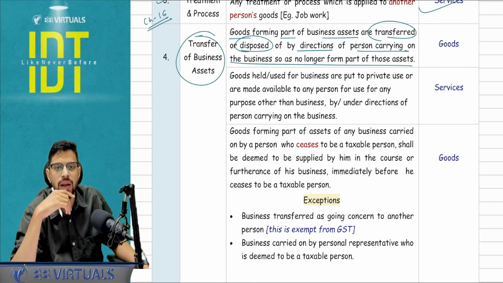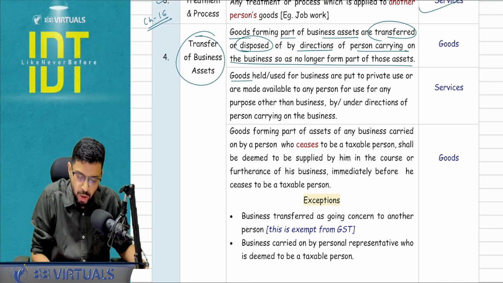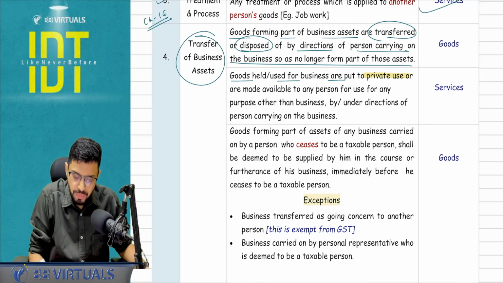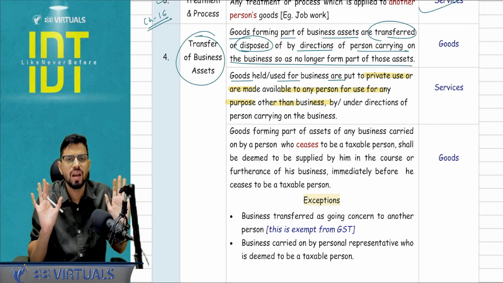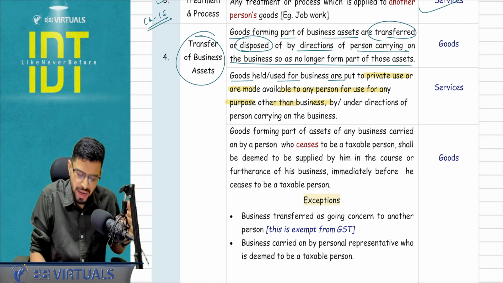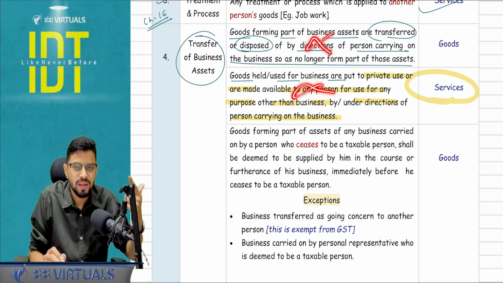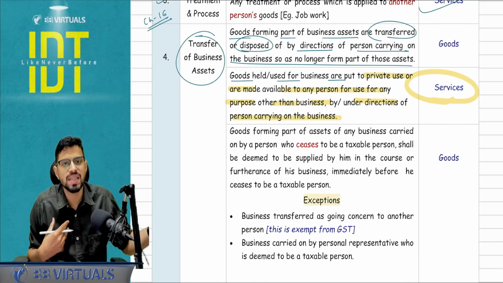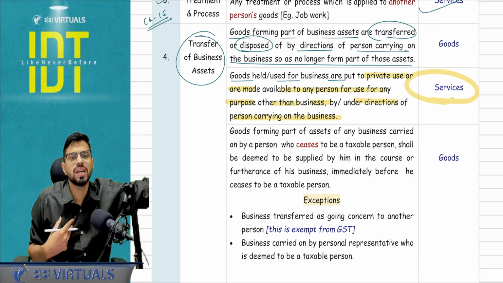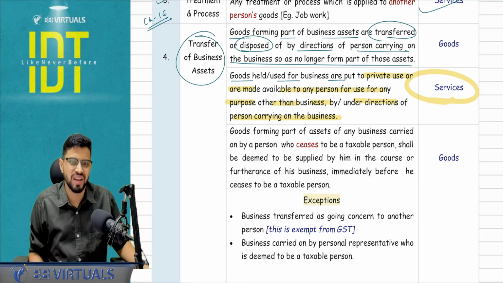I'm not transferring it permanently. I'm temporarily making it available to someone else. I will take it back. So goods held or used for business are put to private use or made available to someone for use for any purpose other than business, whatever it may be. Point is that I'm not selling it. Temporary use, under my directions, who is carrying on the business? It is service. So don't get entangled here. Focus here. Because for every transaction we have to analyze whether it is a supply or not by schedule number 1 or the definition of section number 7 supply. But this is something which schedule 2 is clarifying.